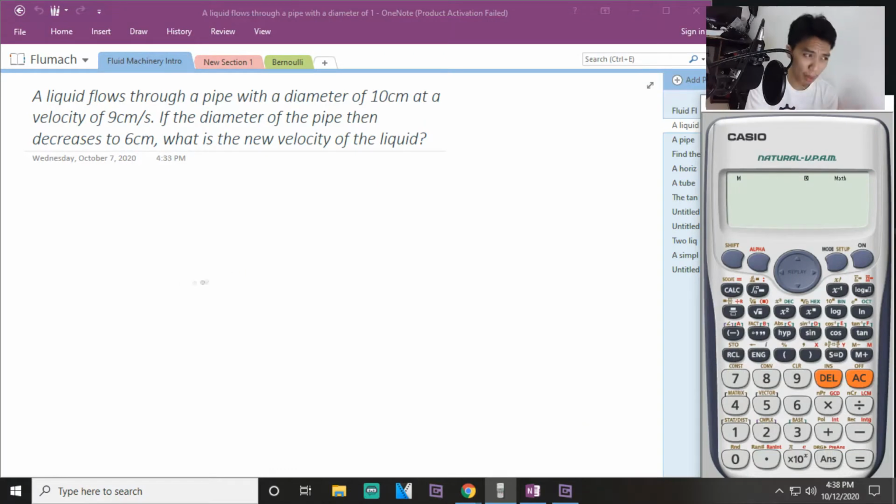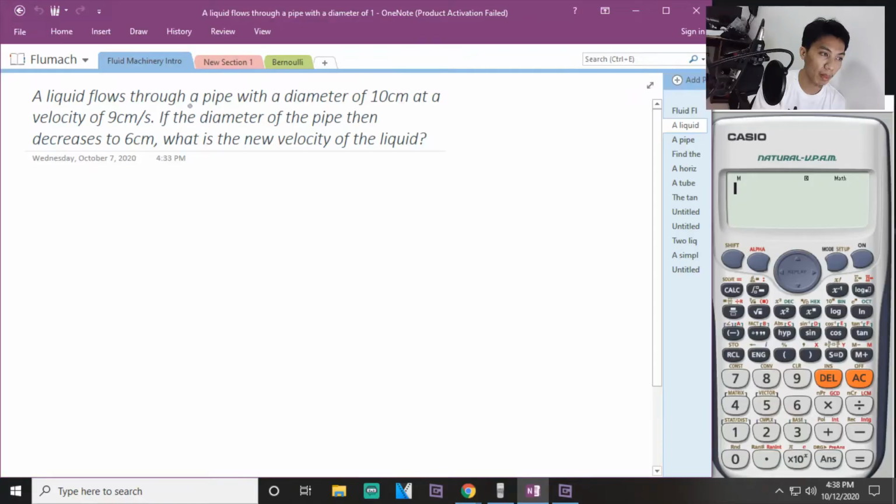Labas natin yung ating calculator. So, problem number 1. Hawakan lang inyong mga calculators. We will proceed with solving the problem. So, a fluid flows through a pipe with a diameter of 10 cm at a velocity of 9 cm per second. If the diameter of the pipe then decreases to 6 cm, what is the new velocity of the liquid?